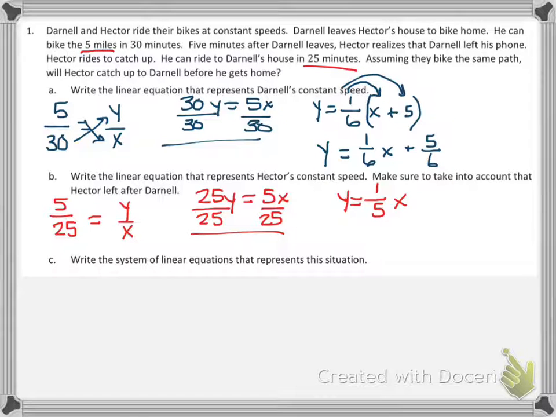Okay, and then since x stands for the amount of time that Hector rode, that's all we need. So our system is y equals 1/6 x plus 5/6, and the other equation is y equals 1/5 x. There's number 1.